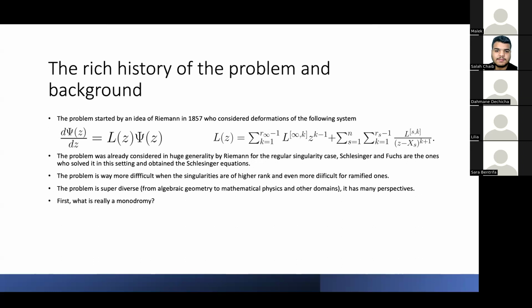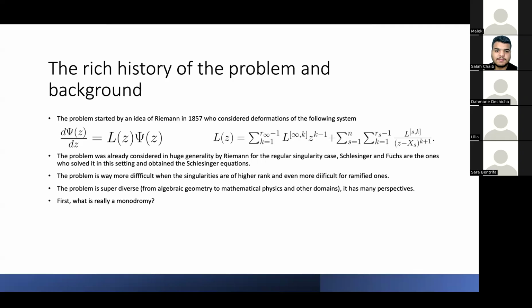You will know the reason why later. So when I have R infinity or RS equal to 1 or 2, not more than that, they solved this system and they were able to get a very beautiful set of equations called the Schlesinger equations. This was literally the end of the 19th century, beginning of the 20th century.